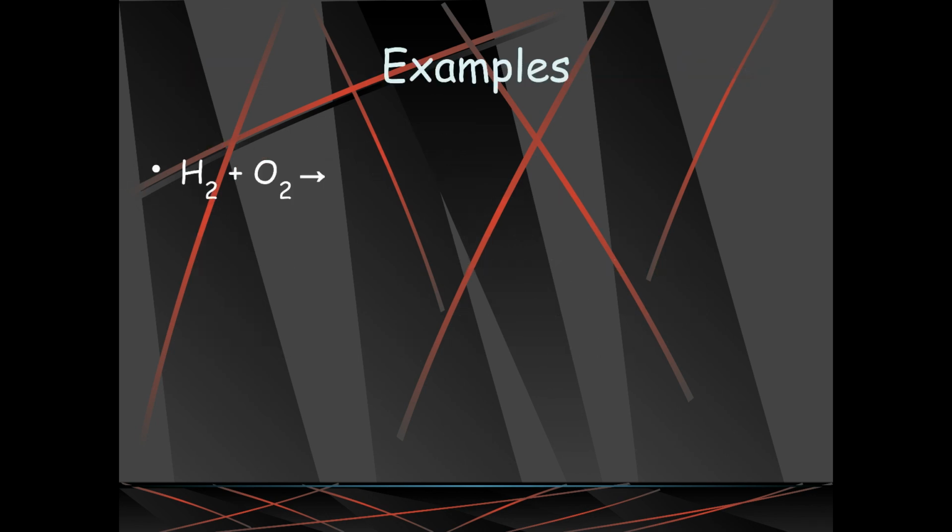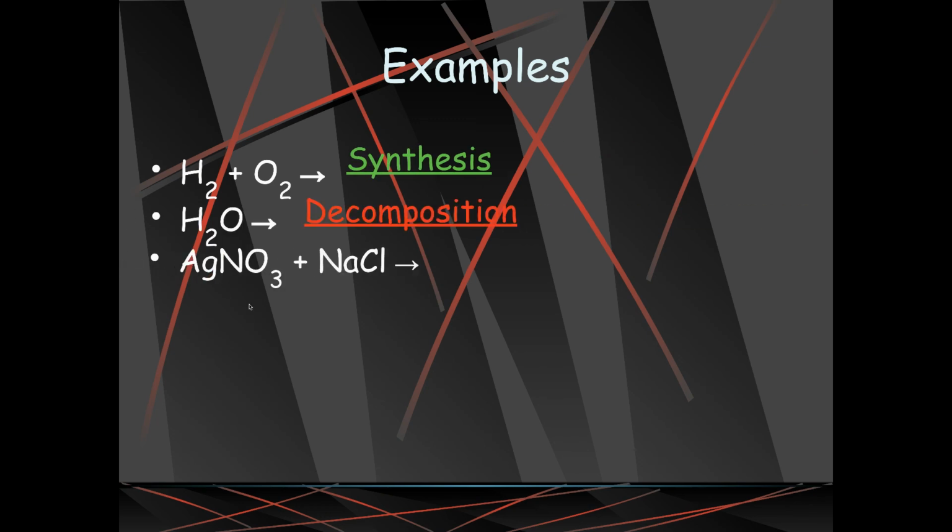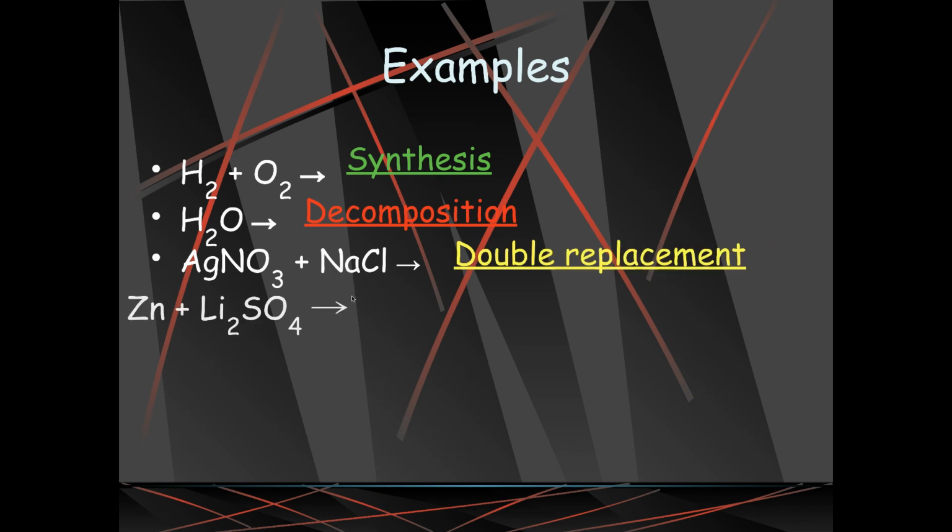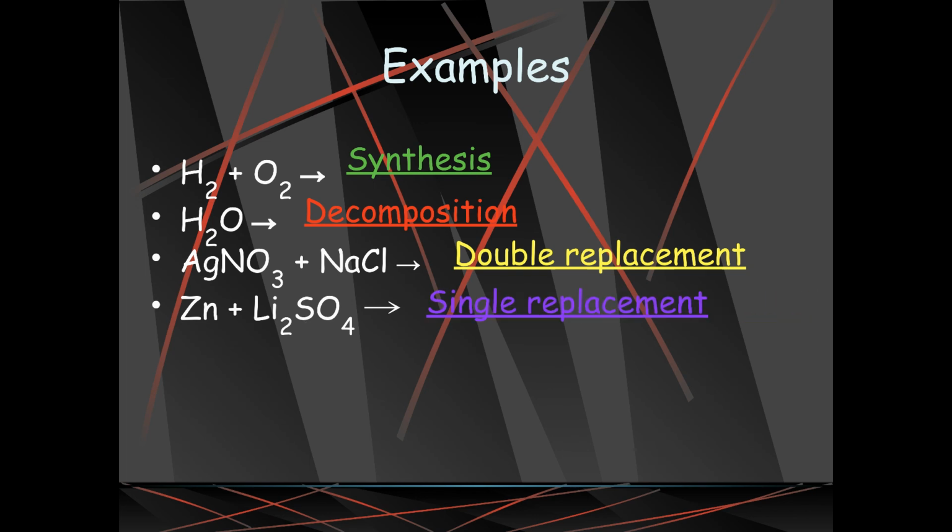Some examples. Let's predict. See if you can predict what this is. Two elements, synthesis. A single reactant, decomposition. Two ionic compounds, double. A single element and a compound, single replacement. So this is a little more complex. We've decided to take out the polyatomic ions since we're doing the homeschooling, and it'll just be monatomic cation and monatomic anion. But you should still be able to recognize that this is single replacement if you see it.